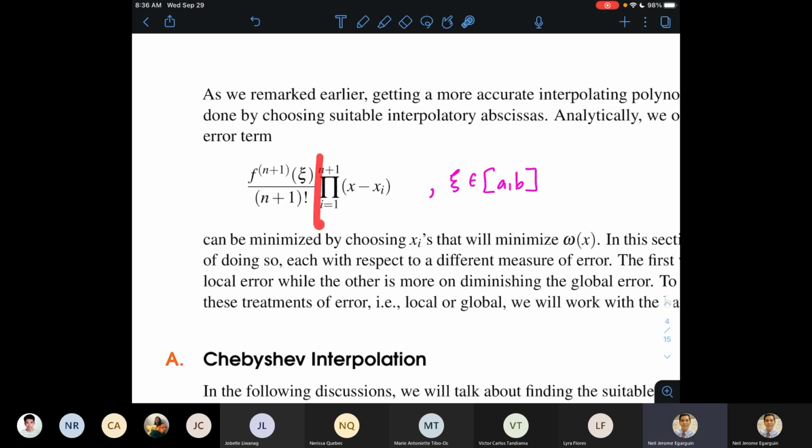Okay. And then the second factor here is actually a product of terms or factors of the form x minus x sub i. So basically, this is a degree n+1 polynomial which has leading coefficient equal to 1. So altogether, these two factors give us the exact error for the interpolation. But again, we cannot get our hands on the exact value of this expression kasi nga gawa ng number c.